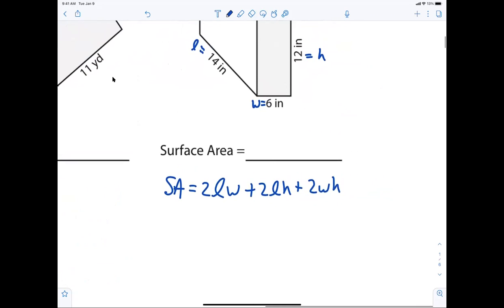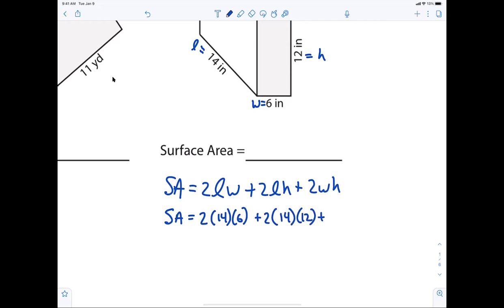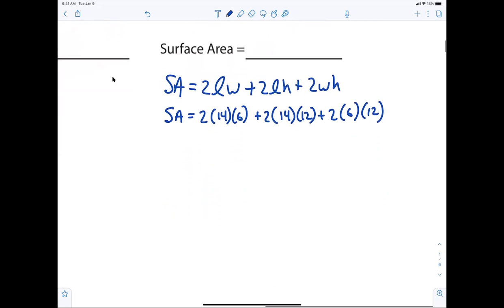So let's plug the numbers in just so you can see it, how we can do it two ways. Surface area is 2 times 14 times 6 plus 2 times 14 times 12 plus 2 times 6 times 12. You can put times, it's okay. That's perfect, buddy. Now multiply that out, please.